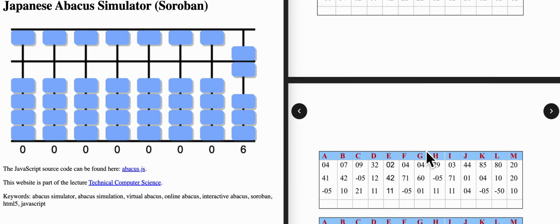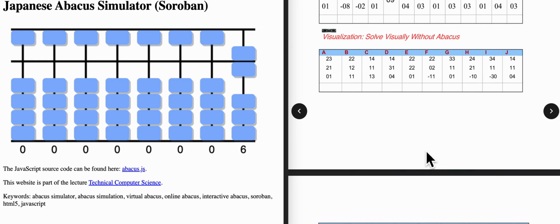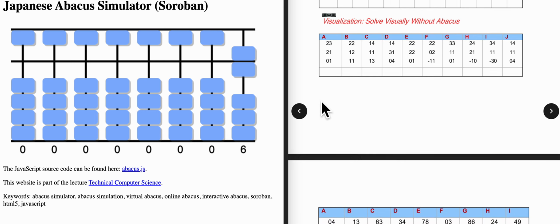Now let's see some of the visualization problems. Even when you are doing visualization problems, there are some formulas to apply. So make sure to remember the formulas. For visualization problems, I have to pretend that I have an abacus board in mind. Then start adding beads. 23, 2, 3. Then 21. Then plus 1.